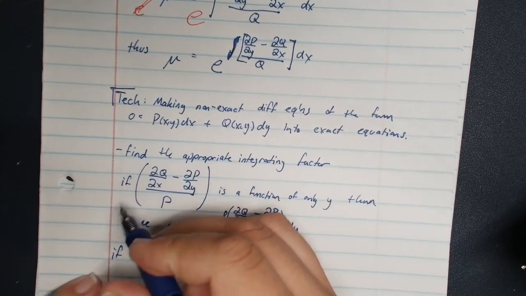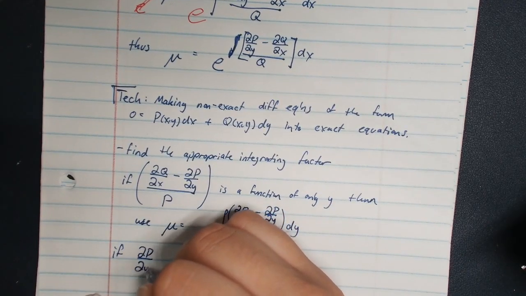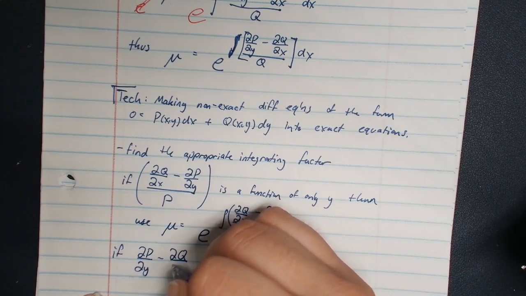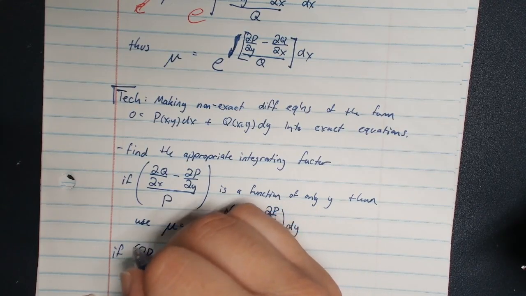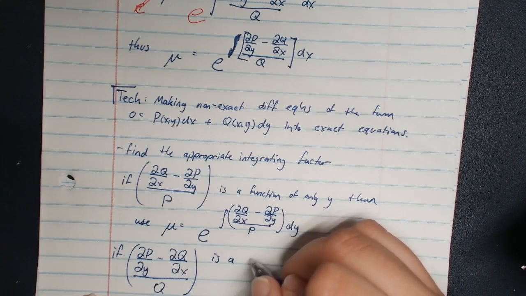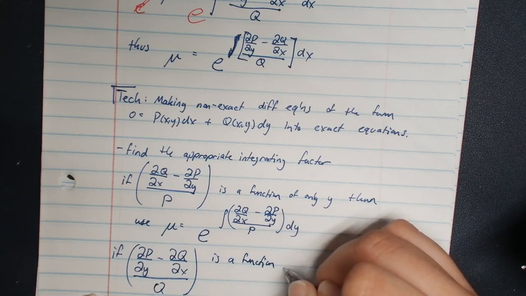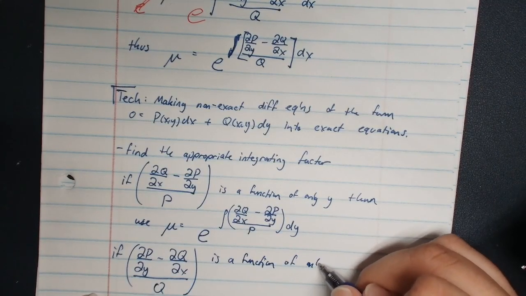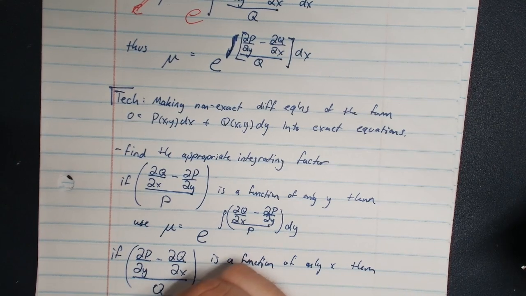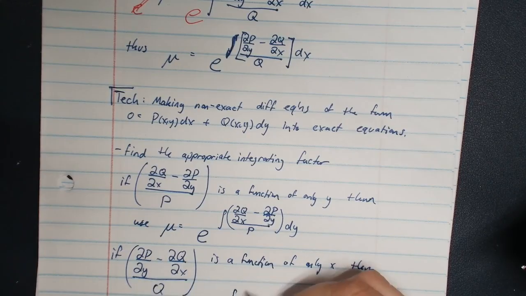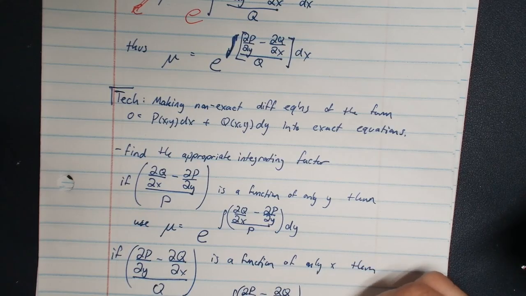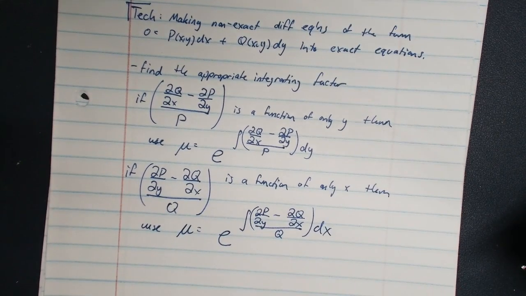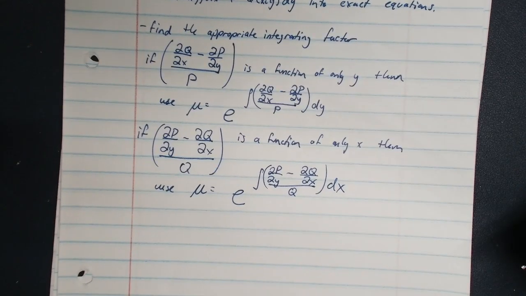On the other hand, if (∂p/∂y − ∂q/∂x)/q is a function of just x, then you're going to want to use mu equals e to the integral of (∂p/∂y − ∂q/∂x)/q dx. Okay. So pick the appropriate one.